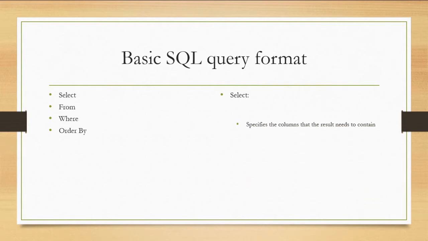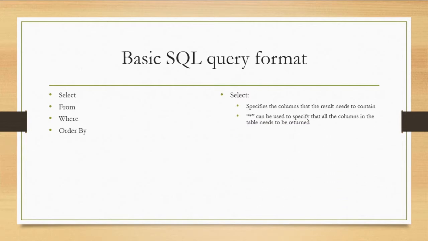The SELECT specifies the columns that the result needs to contain. The star can be used to specify that all the columns in the table need to be returned. AS can be used to change a specific column name in the result. Aggregate functions are specified in the SELECT section.